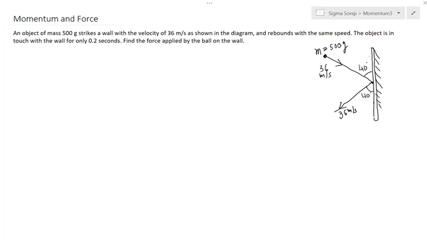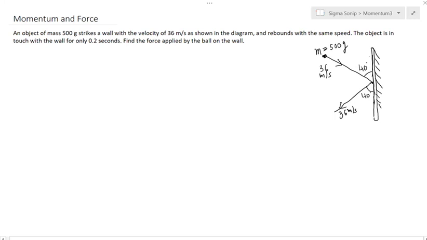In this video, we are going to look at one more type of question involving change in momentum, and we need to find the force in this case as well. The question is like this: we have a wall here, and there's an object, call it a ball, or an object of mass 500 grams.